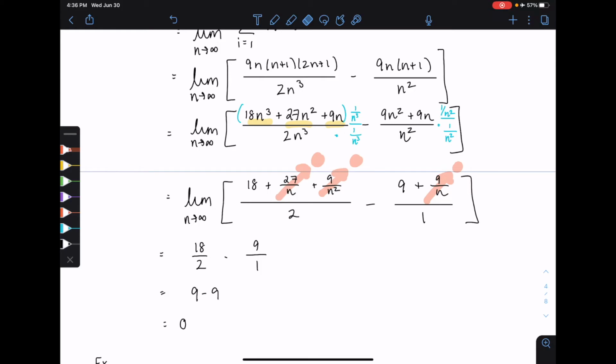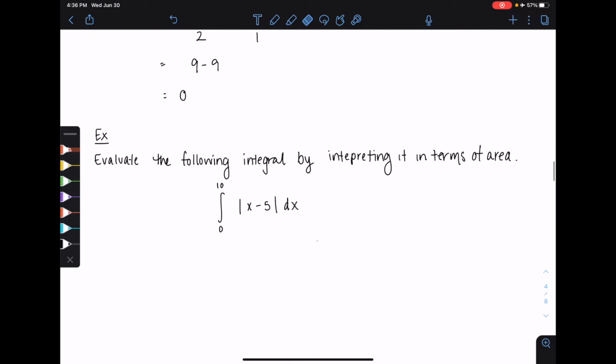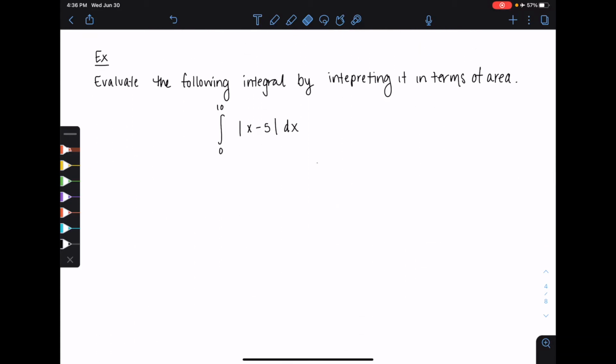So this process is definitely really tedious. We're going to learn another method that relates the antiderivative to the area in the very next section. But you do want to get some practice trying this out because it is an important process to understand where this comes from. Okay. Let's try some more examples though. Let's evaluate the following integral by interpreting it in terms of area.